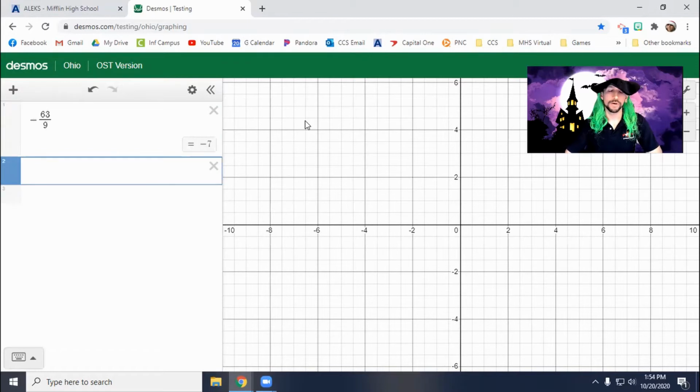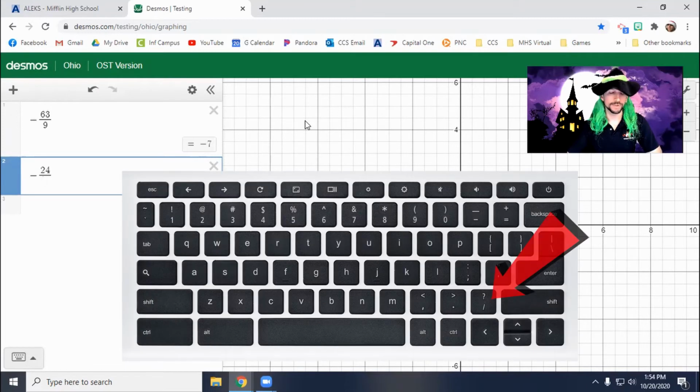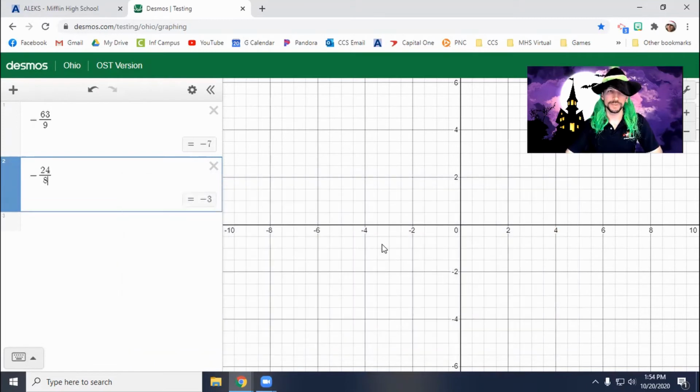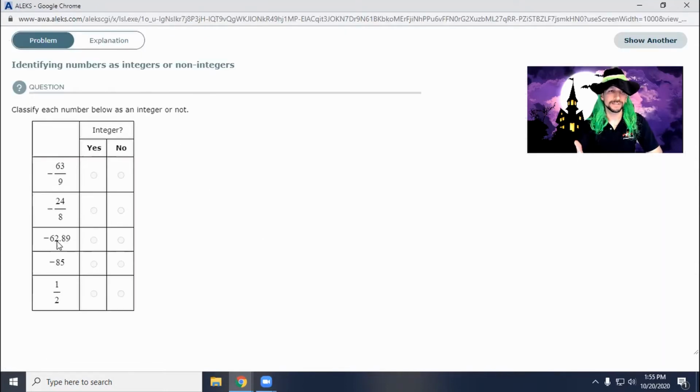So our next value is negative 24 over 8. So our numerator is negative 24, use that forward slash, over 8. And we see that that is equal to negative 3, another integer. Our next number is negative 62.89. That's obviously a decimal, so this will not be an integer. Then negative 85, well, that's already an integer. And finally, 1/2, which is not an integer. Let's show one more since this went relatively quickly.